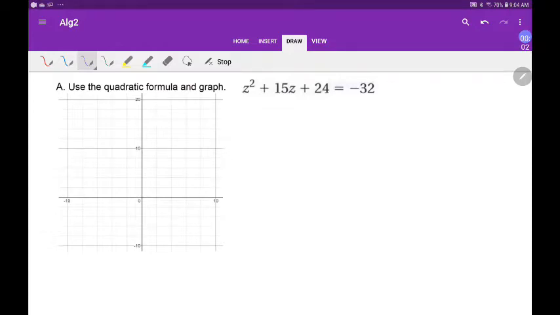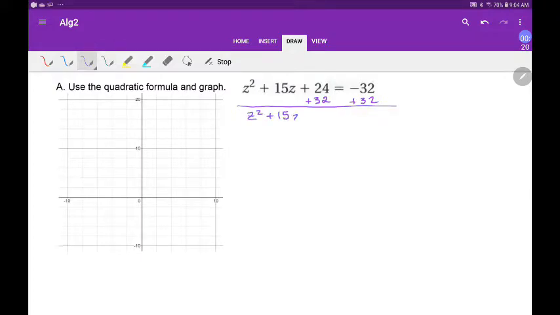We have the first problem here for April 6th. Use the quadratic formula and graph. Okay, so we're going to continue to review the quadratic formula. This is very important for your future math endeavors, and we don't want you to forget.